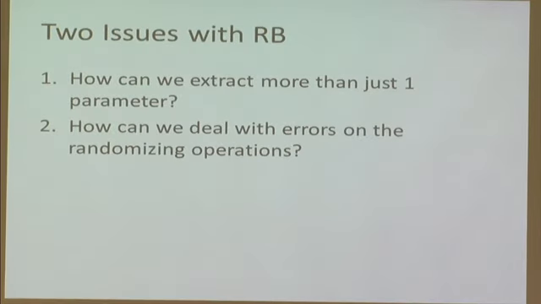So previous randomized benchmarking experiments could only extract this single parameter from this exponential decay. The errors on the unitaries also made it so that you basically couldn't characterize anything except the error on the randomizing unitaries. That was the only type of error you could characterize. So we'd like to have a better way of dealing with the errors on the randomizing unitaries. Okay, so any questions before we move on?